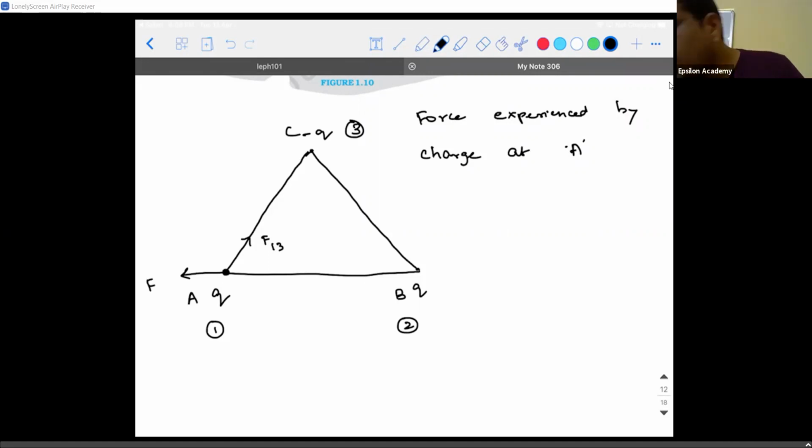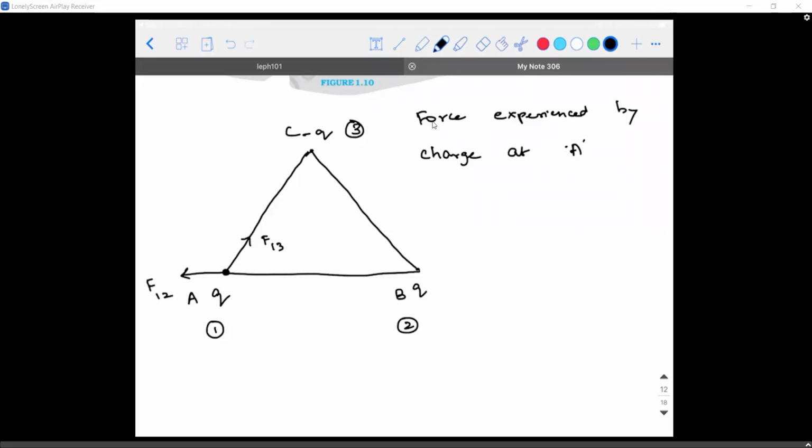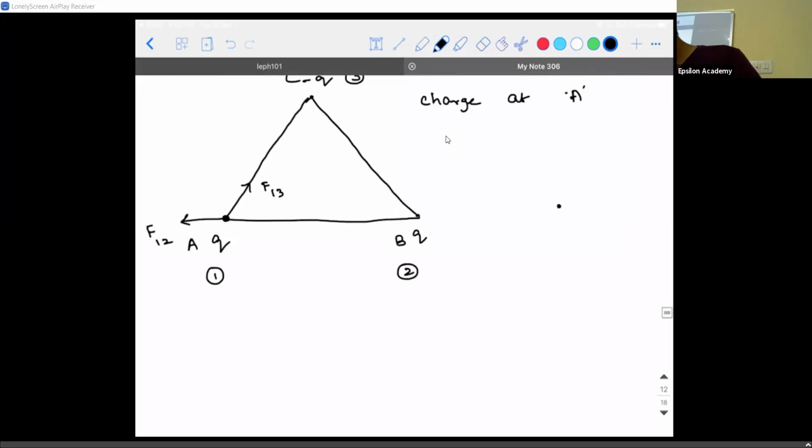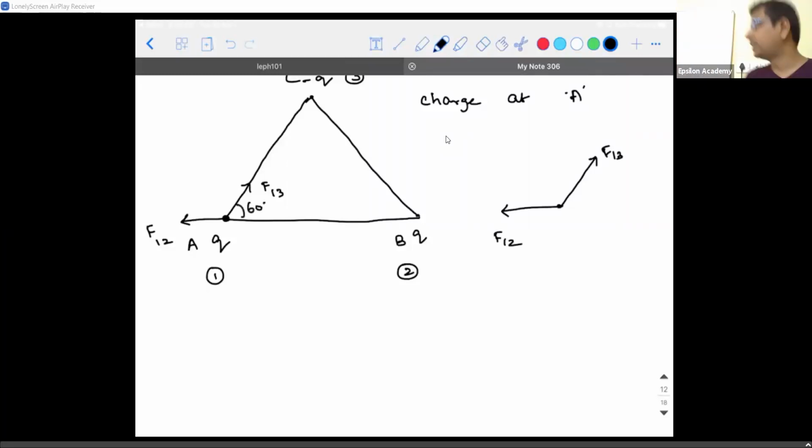F12. I want you all to be clear with this. Is there anyone still having a doubt with this? Please let me know. Is everyone clear? Yes, sir. Okay. So if I take a free body diagram of point A alone, F13 is in this direction and F12 is in this direction. Since it is an equilateral triangle, this angle is going to be 60 degrees. What is going to be the complementary angle?